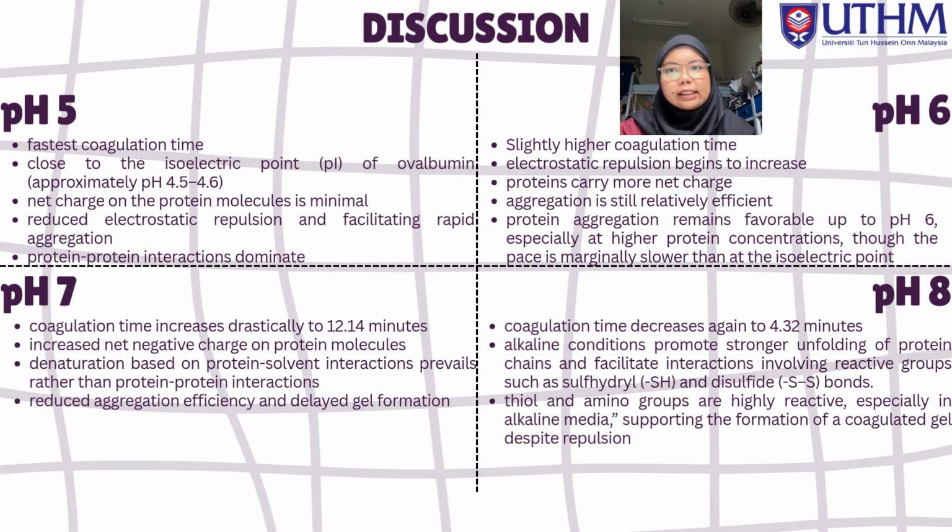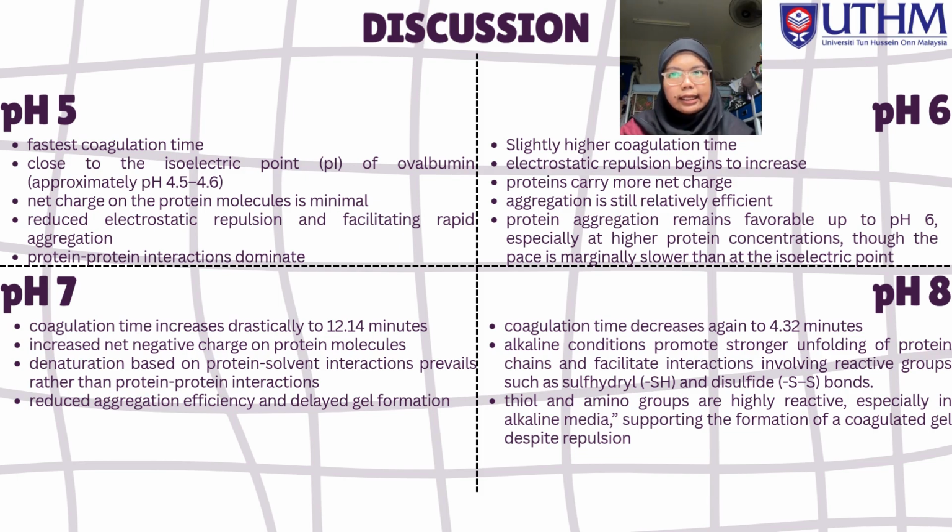For pH 5, the fastest coagulation time was observed, which is 3.24 minutes, that is close to the isoelectric point of albumin, approximately 5.4 to 5.6. Also, at this pH, the net charge of the protein molecule is minimal, resulting in reduced electrostatic repulsion and facilitating rapid aggregation. According to Kwang et al. 2021, the aggregation rate is higher at pH 5.5, opacity goes up more rapidly near the isoelectric point. Thus, protein-protein interaction dominates, leading to faster coagulation.